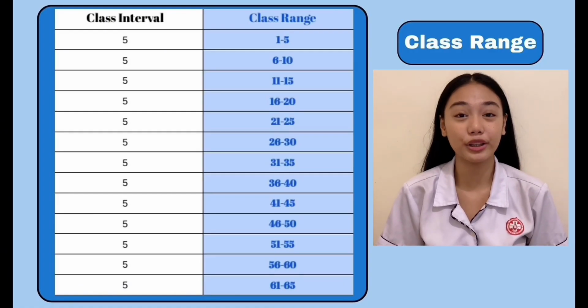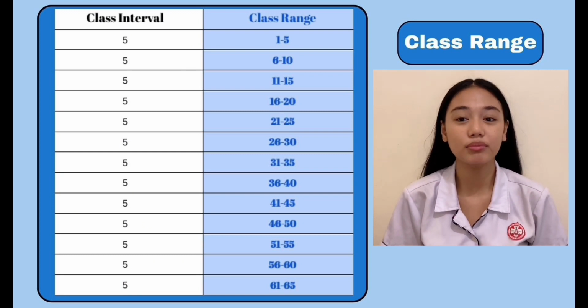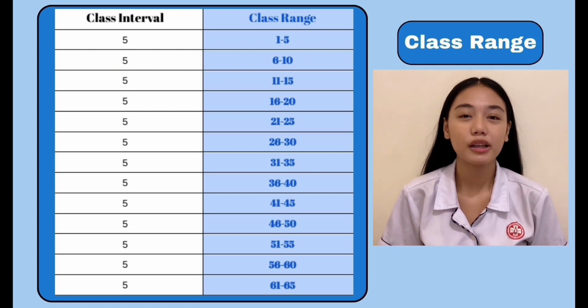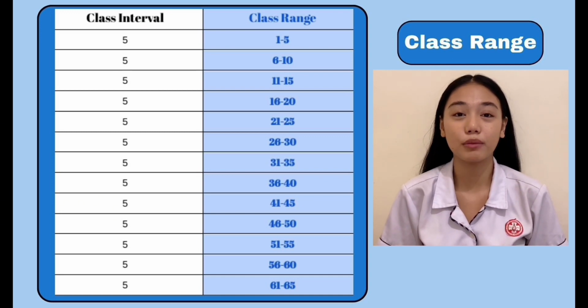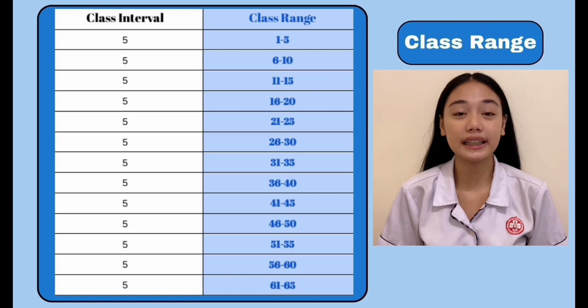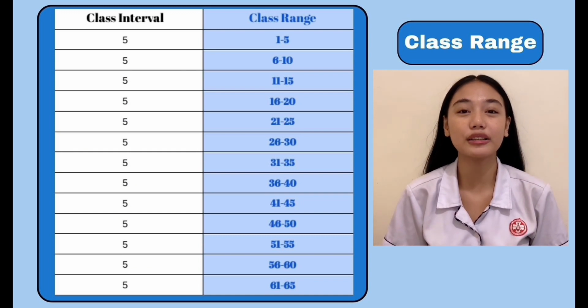Let's start with 1 to 5, followed by 6 to 10, 11 to 15, 16 to 20, 21 to 25, 26 to 30, 31 to 35, 36 to 40, 41 to 45, 46 to 50, 51 to 55, 56 to 60, and lastly, 61 to 65.